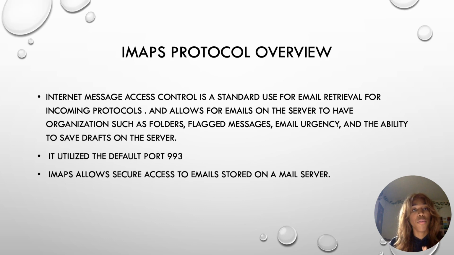Here is an overview of the IMAPS protocol. Internet Message Access Protocol is a standard used for email retrieval for incoming protocols, and it allows emails on the server to have organization such as folders, flag messages, email urgencies, and the ability to save drafts on the server. It utilizes the default port 993, and IMAP allows secure access to emails stored on the mail server.